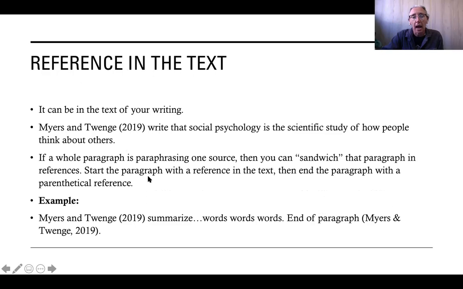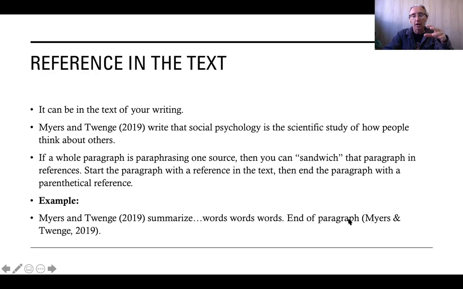If a whole paragraph is paraphrasing from one source, then what you can do is sandwich this entire paragraph in references. So we would start the paragraph with a reference in the text, then end the paragraph with a parenthetical reference. So if this was an example, at the beginning of the paragraph, Myers and Twenge 2019 summarized, and then we would type the rest of our paragraph.